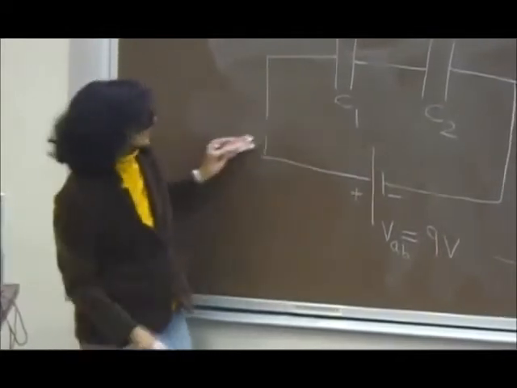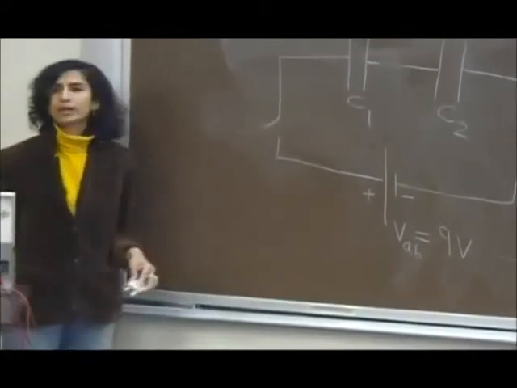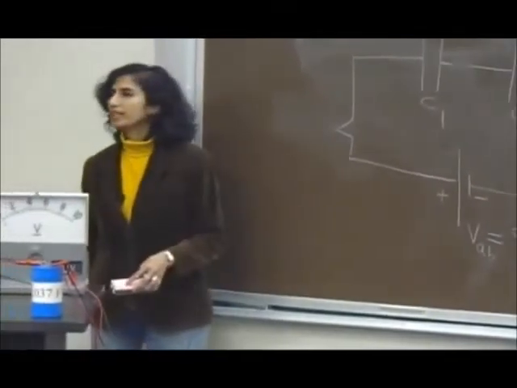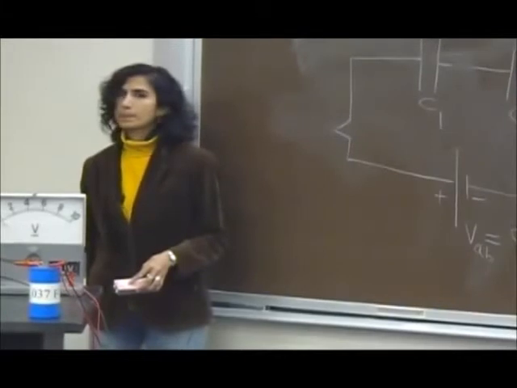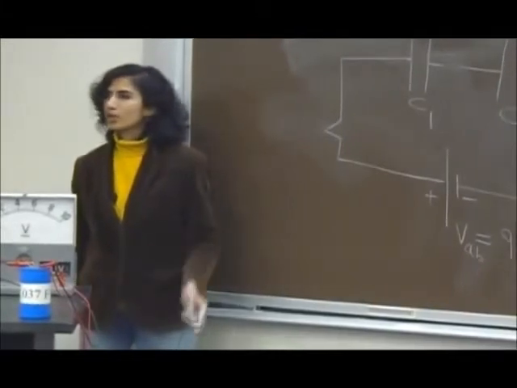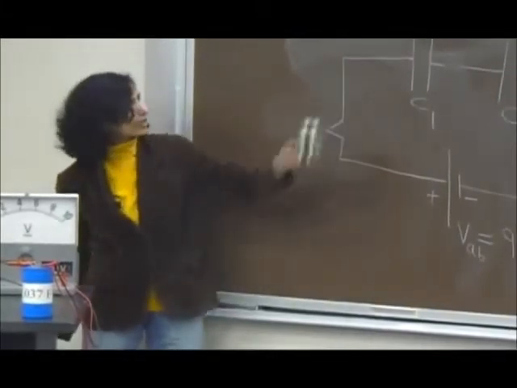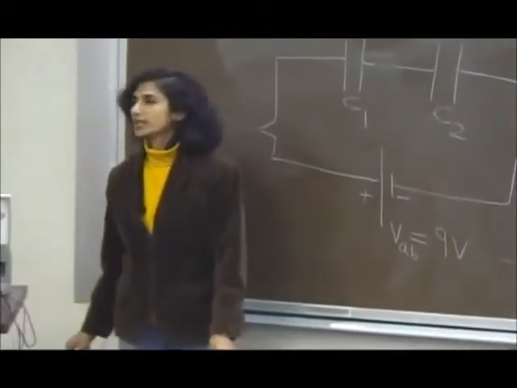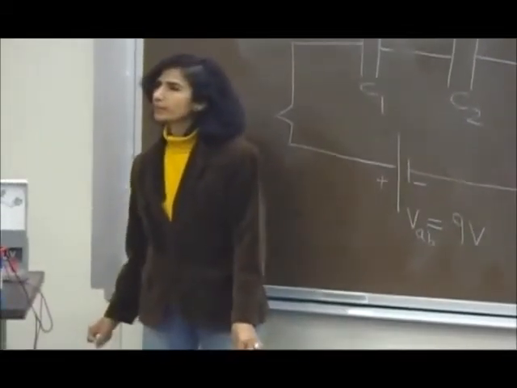So okay, initially the circuit is open. As soon as I close the switch, what do you think will happen? Any thoughts? What do you think will happen if I had two capacitors connected like this, which I call series arrangement? What do you think will happen?